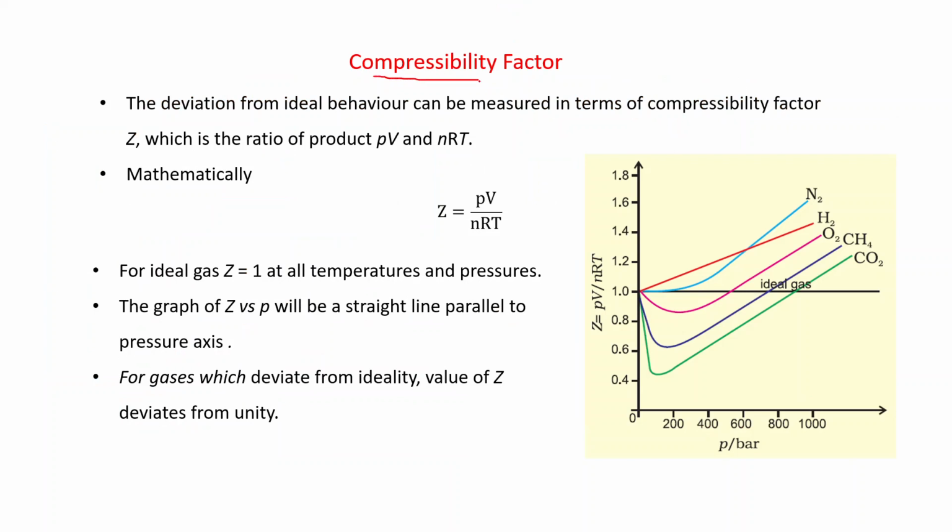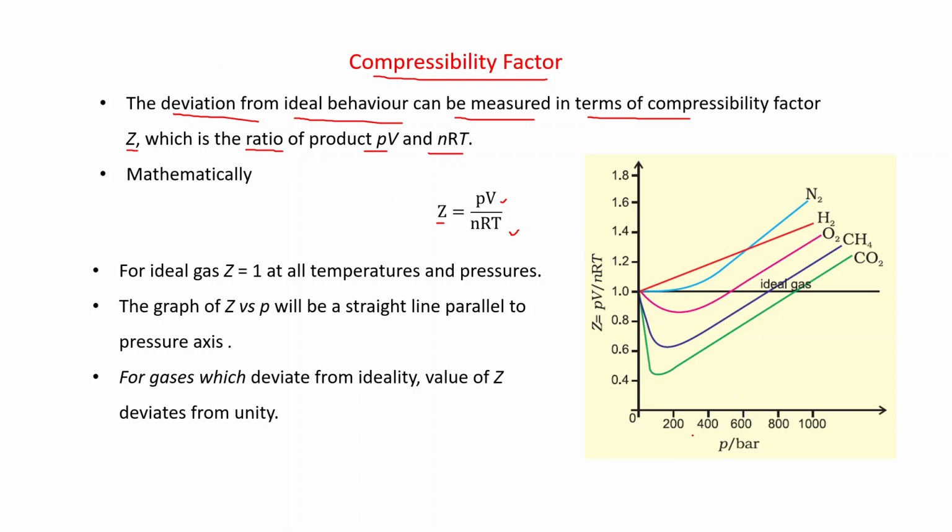Now, compressibility factor. The deviation from ideal behavior can be measured in terms of the compressibility factor, which is represented as Z. Now, what is this Z? Z is the ratio of the product PV and nRT. Mathematically, we can write Z = PV/nRT.